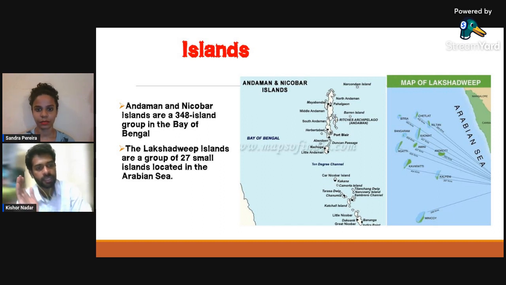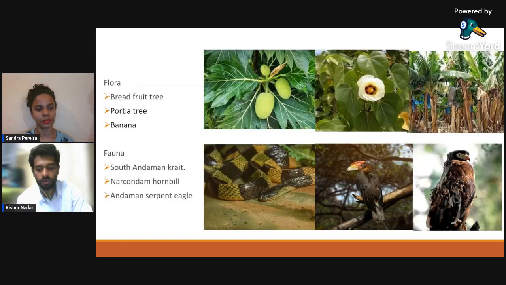They have different areas, so that they are cut off from the mainland. So the normal mammals which are found, the elephants, tigers, yes, these are not found in these areas. So the flora and fauna are different. In flora, there are the breadfruit tree, thespesia, porcia tree, banana. Banana is a staple food here, which normally we do not have in plateau regions.